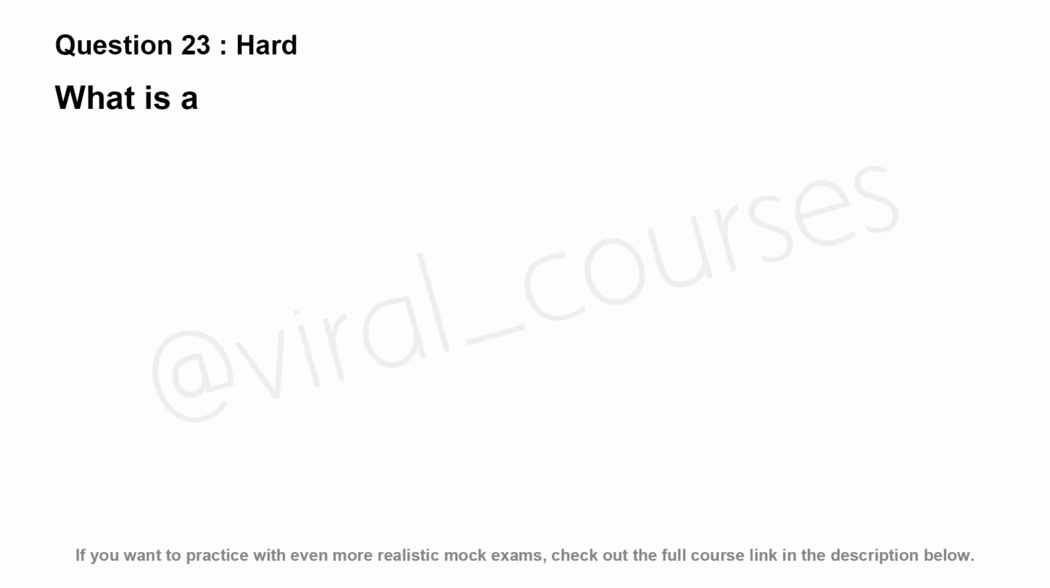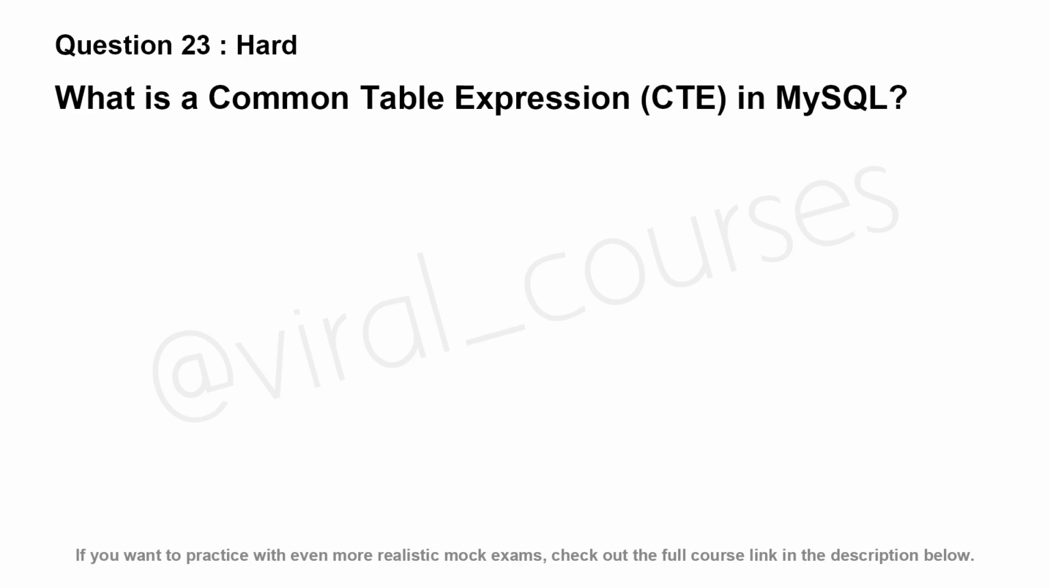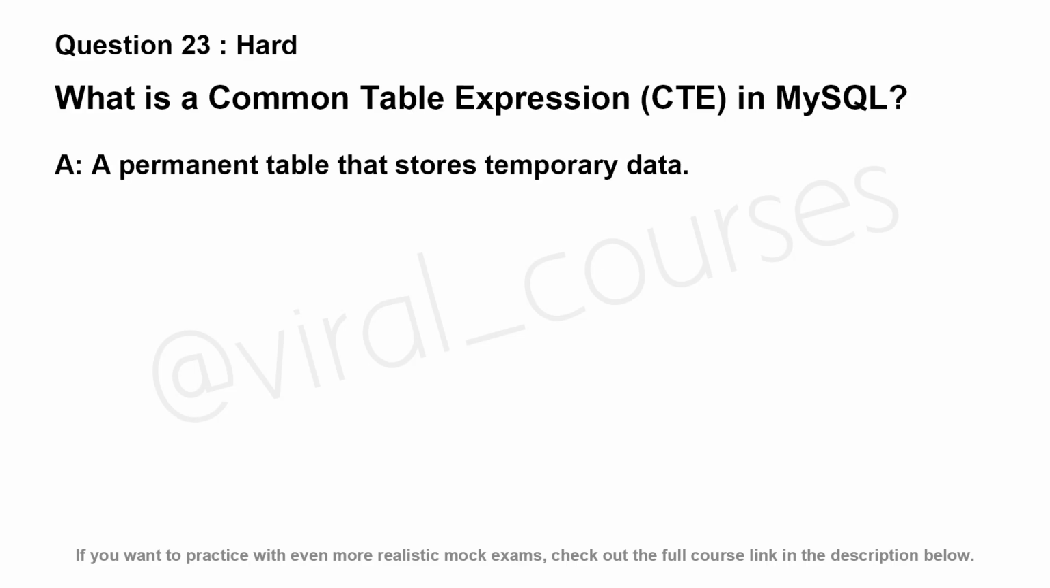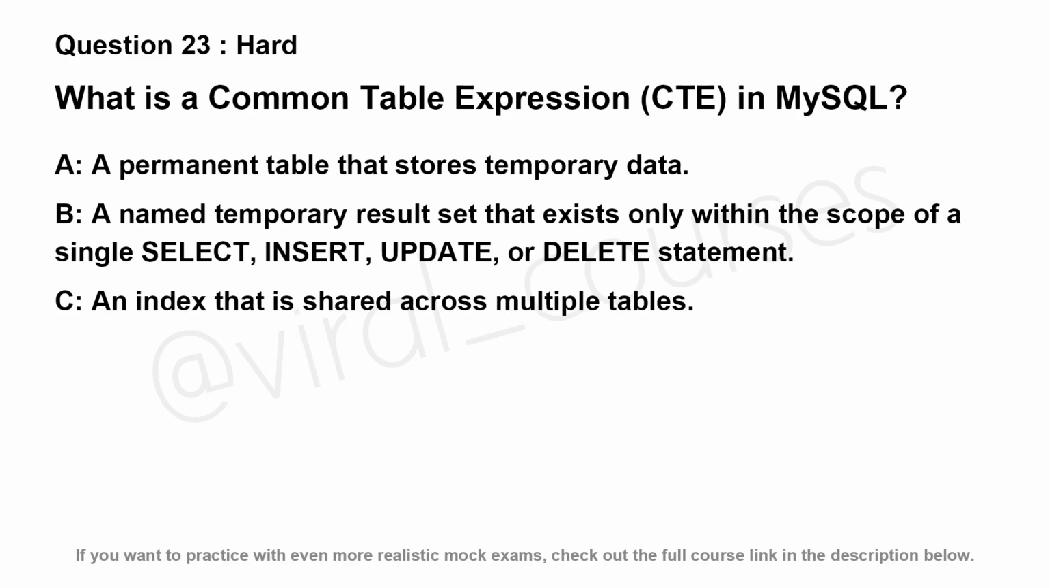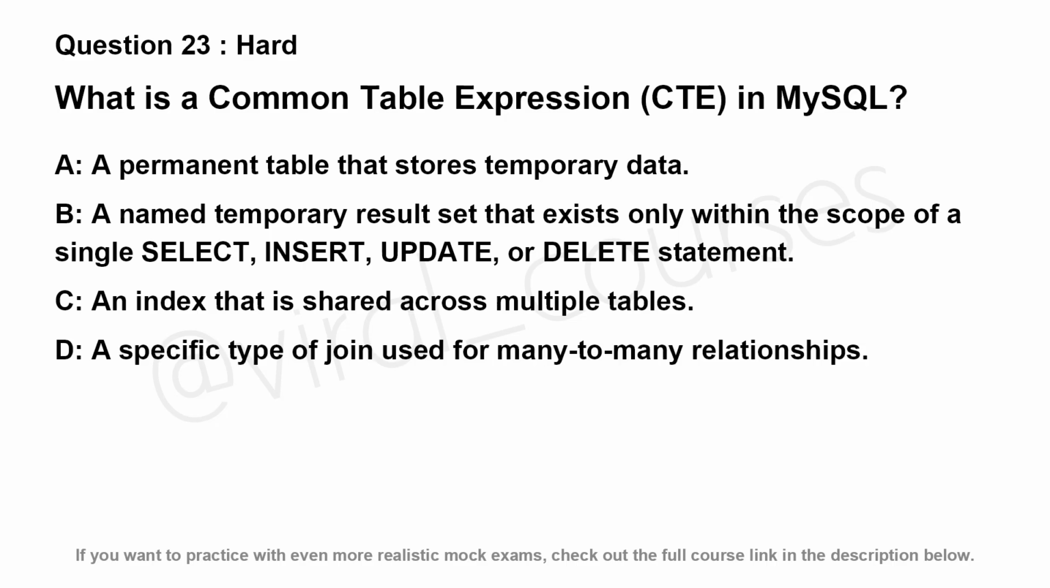What is a common table expression, CTE, in MySQL? Option A. A permanent table that stores temporary data. Option B. A named temporary result set that exists only within the scope of a single select, insert, update, or delete statement. Option C. An index that is shared across multiple tables. Option D. A specific type of join used for many-to-many relationships.